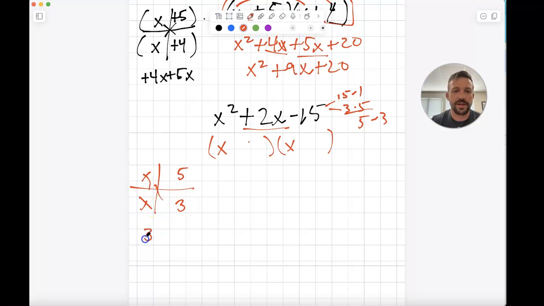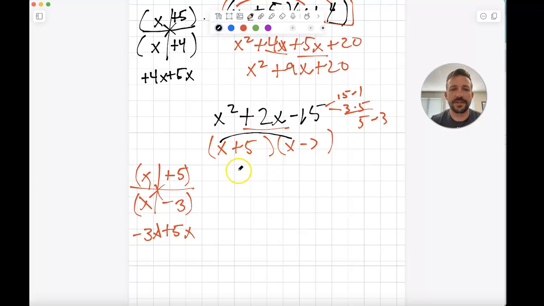Okay, let's cross multiply here. 3x, 5x. Okay, the only way to make a positive 2 would be a negative here and a positive here. So my 5 needs to be positive, my 3 needs to be negative. Okay, there's my two factors. And then I just need to check it.